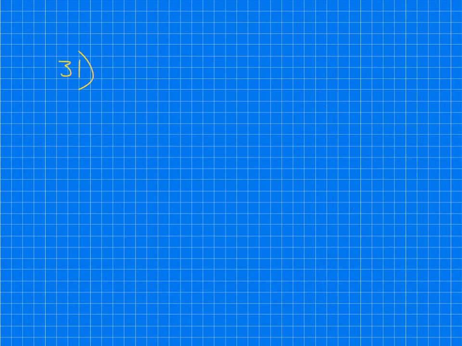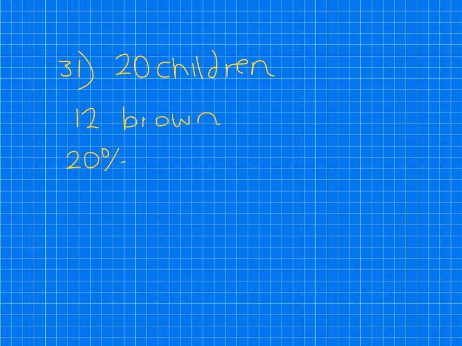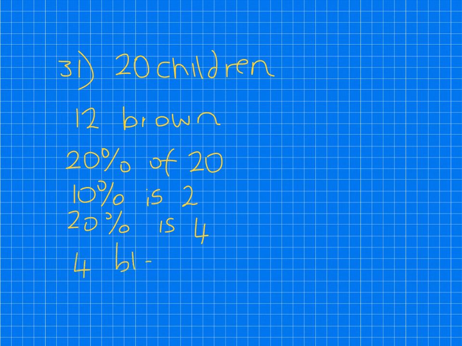Question 31. There are 20 children at a party. We're told that 12 have brown hair. We're also told that 20% have black hair. So we want to find 20% of 20. Well, 10% of 20 is 2. So 20% is 4. So we know that 4 have black hair.